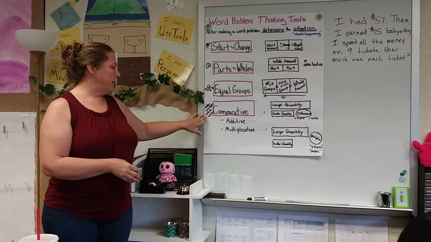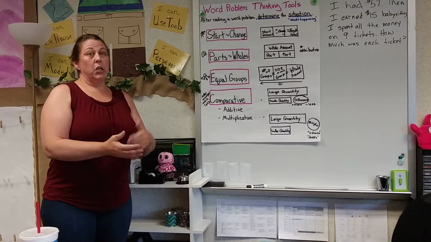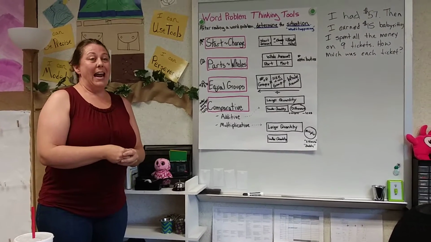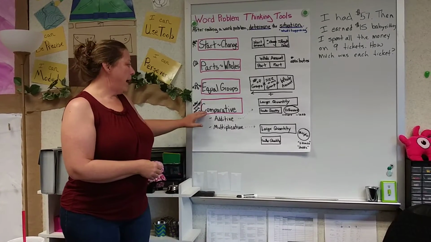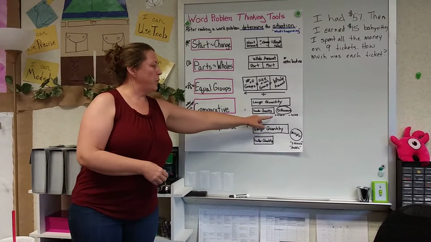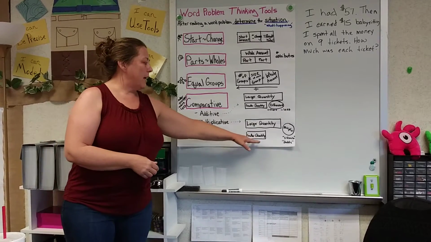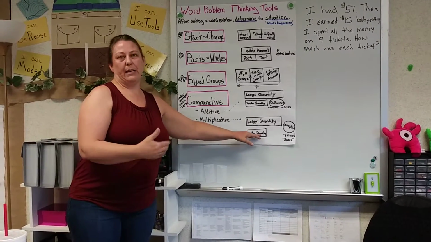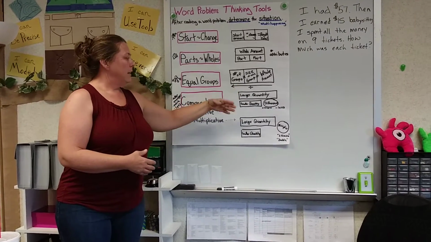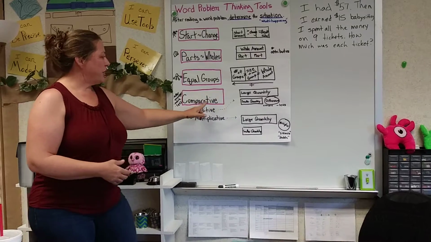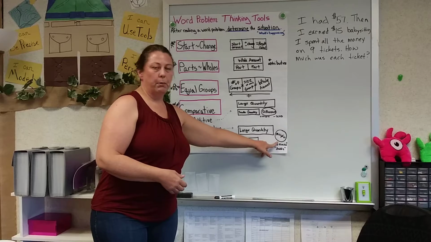Our fourth thinking tool is a comparative thinking tool. So we're comparing things. Johnny is taller than Susie, or I ate more pizza than my brother. We talk about comparative being additive, so you hear the word more or less. It can also be multiplicative, where things are doubling or 3 times as much. It's the same kind of thinking tool, where we have a large quantity, a small quantity, and the question is going to tell us that difference, if it's more or less, or a multiplier, times or less.